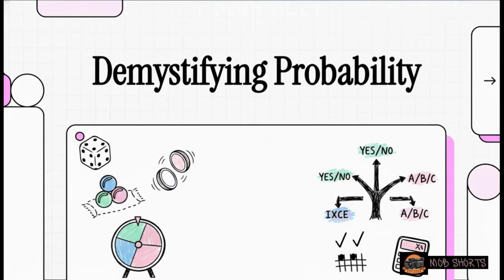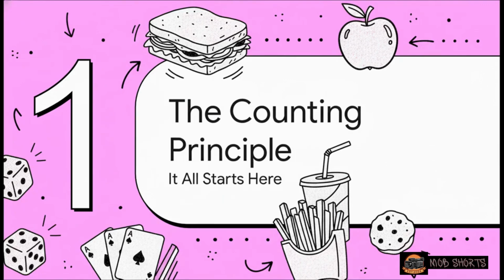Welcome to the Explainer. Today we're going to tackle probability, a topic that can feel a little strange, right? But it's actually built on really simple, everyday logic. We're going to break down how we can count possibilities and use that to figure out the chances of pretty much anything happening. So where do we even begin with all this? Well, not with some crazy complex formula. Nope, we're going to start with something much more familiar.